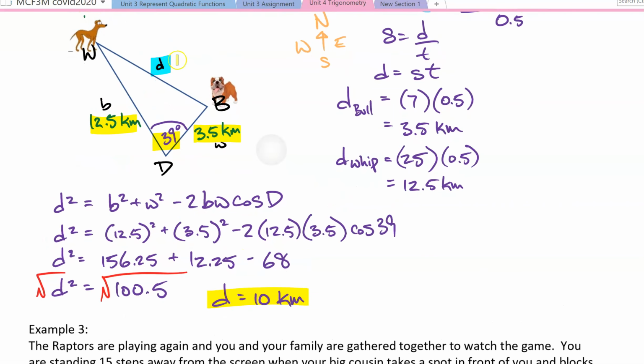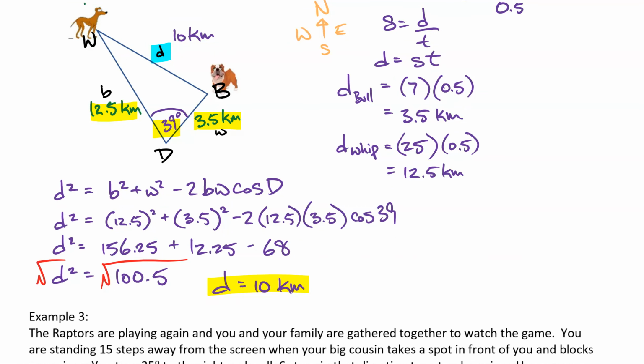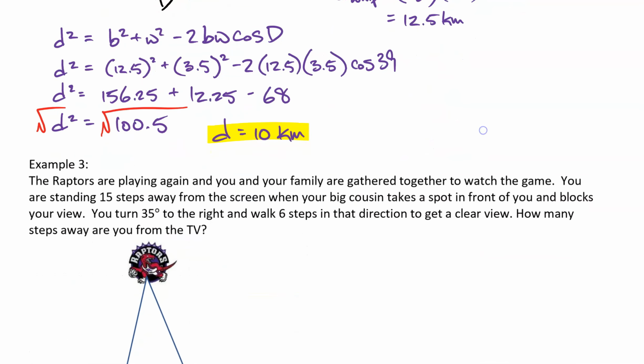Okay, looks like this dog went 10 kilometers traveled. All right, so here's a cosine law example. You just got to make sure you convert that speed back over, and you are good. 10 kilometers. I had to adjust the screen for a second. Let's talk some more.